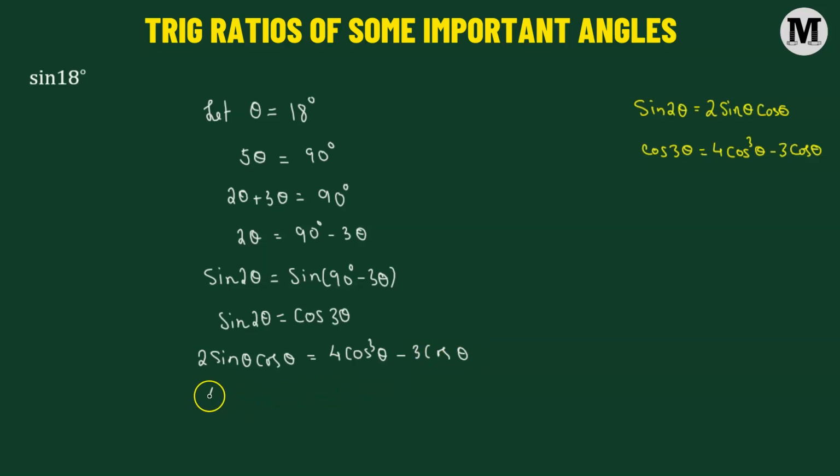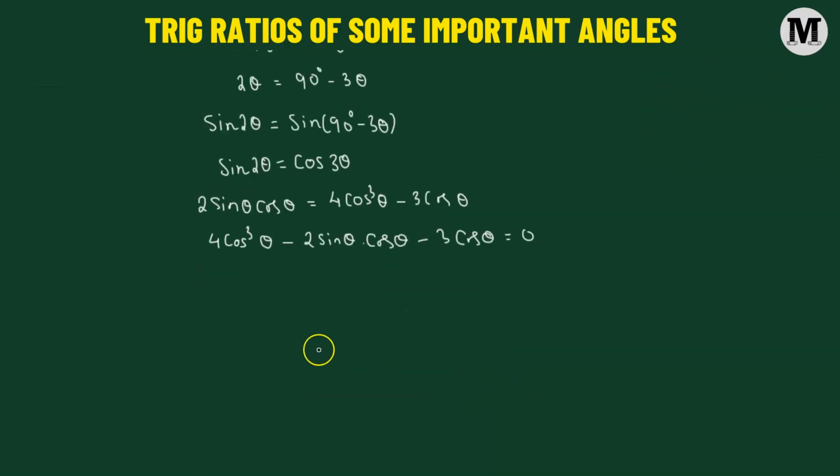Now let's write all the terms together to get 4 times cosine cubed theta minus 2 times sine theta times cosine theta. And we have negative 3 cosine theta, and this will be equal to 0. Now what we'll do, we will take cosine of theta as a common factor. So cosine of theta gets multiplied to 4 times cosine squared theta minus 2 times sine theta minus 3 equals to 0. So we get two equations. One, cosine theta will be 0, and the other one, 4 cosine squared theta minus 2 sine theta minus 3 equals to 0.